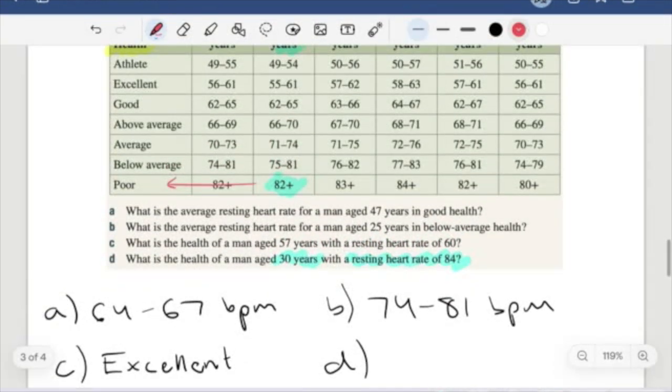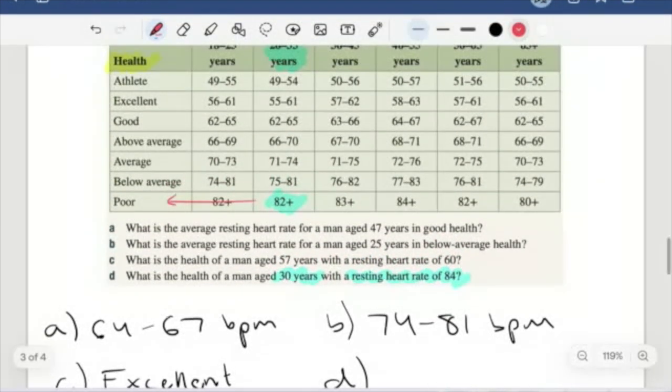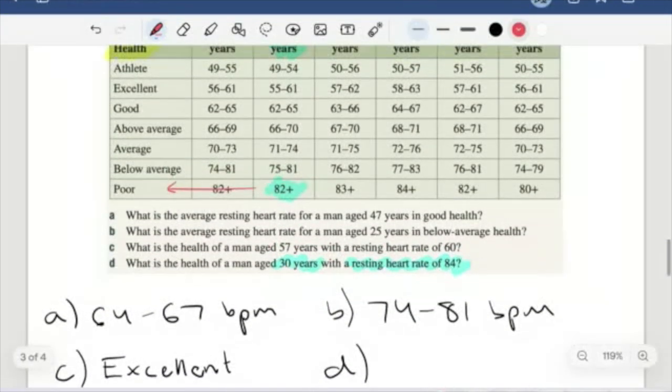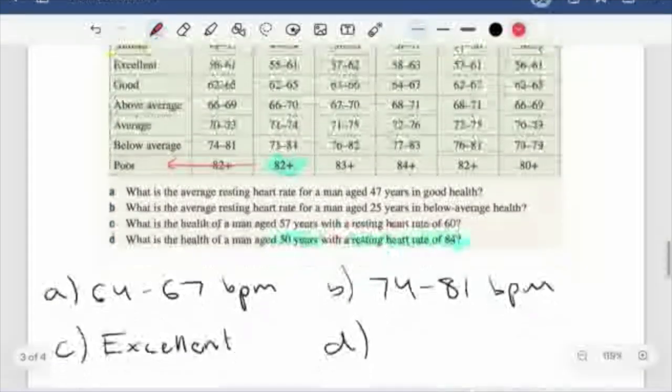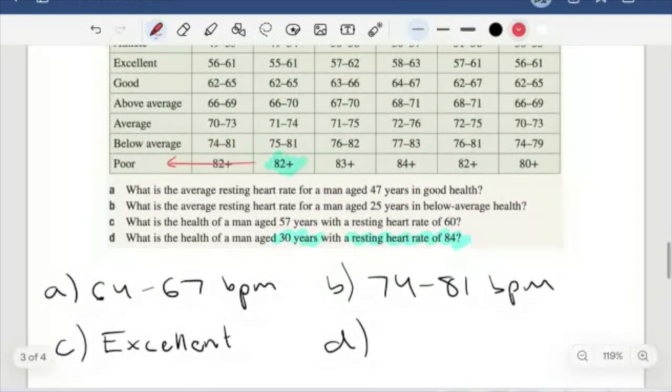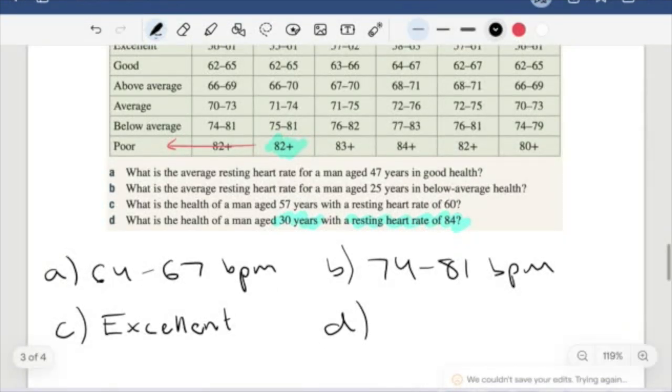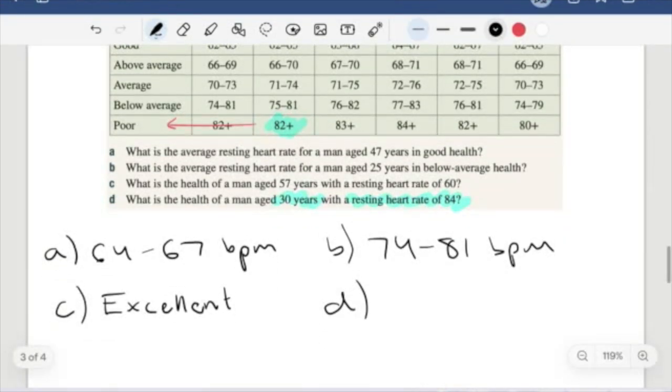So because there's real world implications of this, the less fit you are, the worse your health is, the higher your resting heart rate is going to be, and vice versa. So heart rate depends on a few factors, the health of a person as well as their age, which is important to consider for yourselves once you finish school as well, because health is quite an important thing. But once we find this, we can see that the person's health is going to be poor.